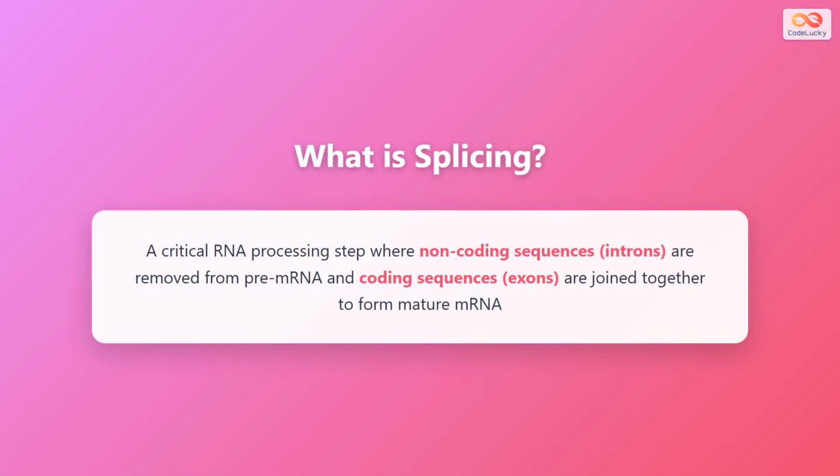Splicing is a critical RNA processing step that occurs after a gene has been transcribed into pre-messenger RNA. During this step, the cell identifies and removes non-coding sequences called introns from the pre-messenger RNA molecule. At the same time, it joins together the coding sequences called exons to form mature messenger RNA. This mature messenger RNA is the final product that will leave the nucleus and be translated into proteins.